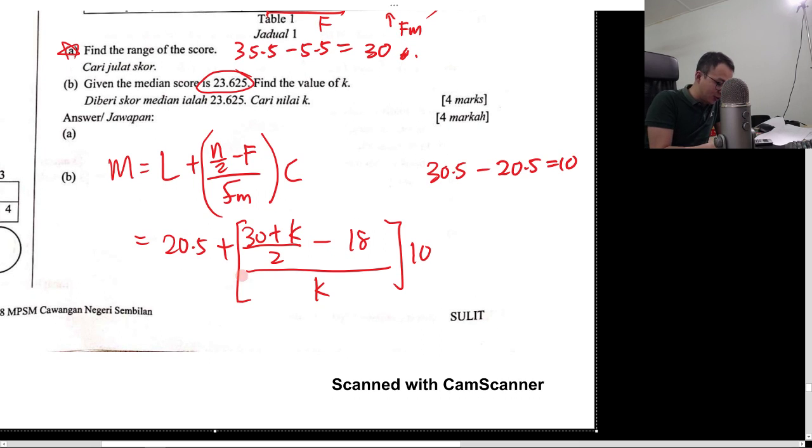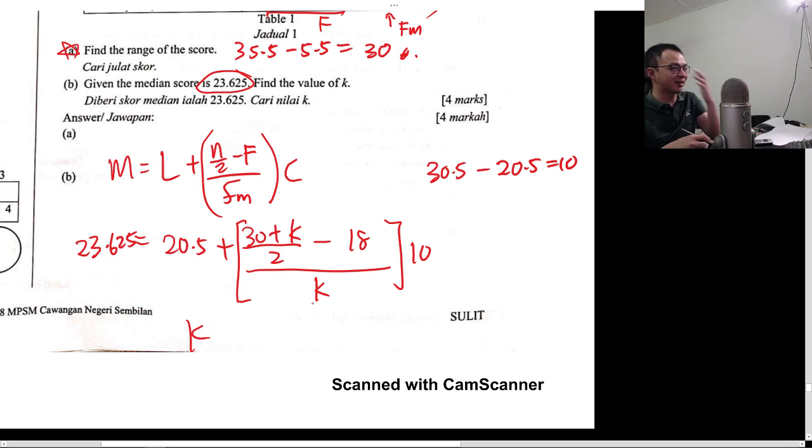Then it equals 23.625. And then you just solve this equation. After you insert everything, you move things around and you should get the K value easily. Your K value will be 60. I'm not going to solve the algebra for you. You guys just solve it yourselves. Alright.